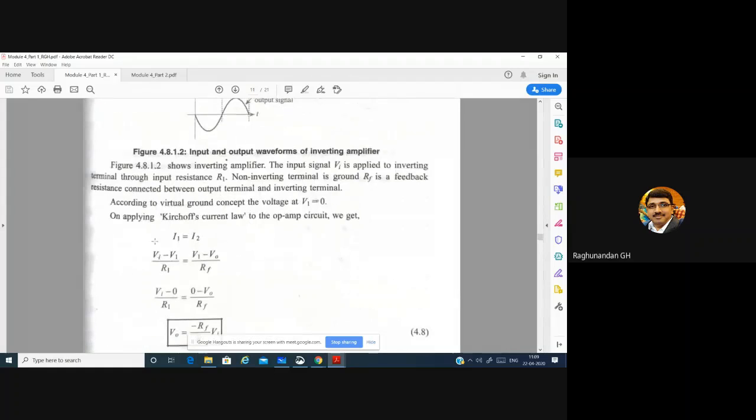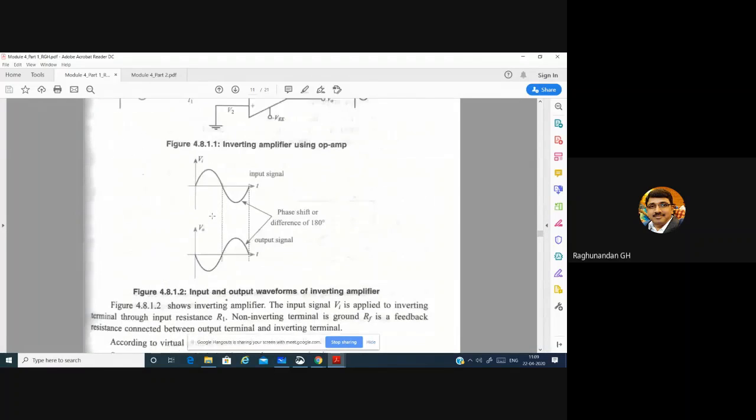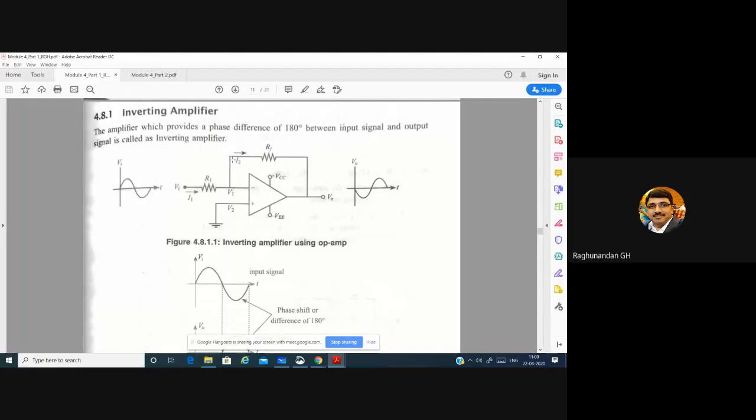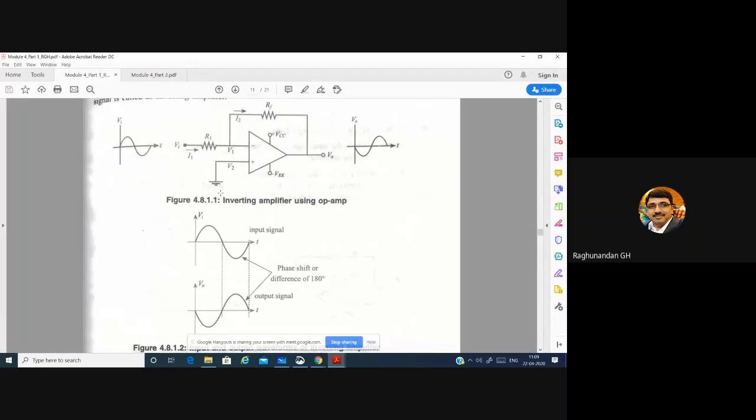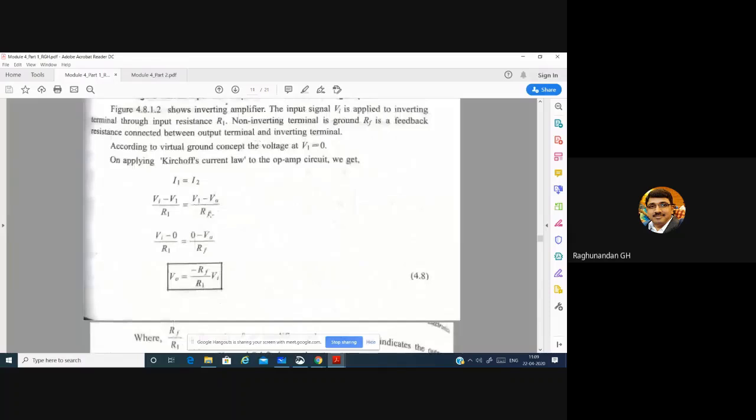Now we apply Kirchhoff's current law. The current entering is equal to the current leaving. So we take I1 is equal to I2. Afterwards we write the current in terms of voltage and resistance. I1 is Vi minus V1 by R1. For Rf, it is the current flowing from V1 to V0, so V1 minus V0 by Rf.